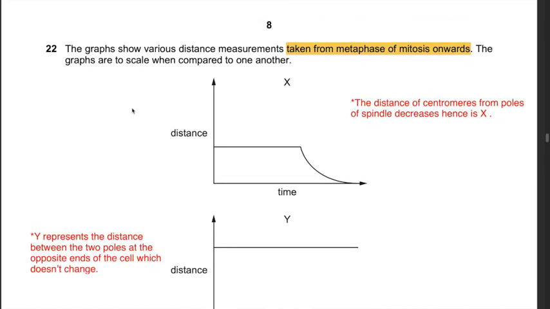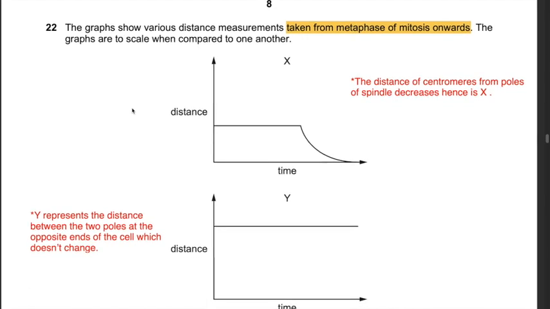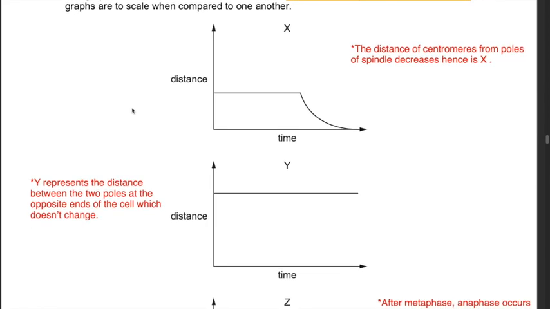Question 22. The graph shows various distance measurements taken from metaphase of mitosis onwards. The graphs are to scale when compared to one another. The keyword here is "taken from metaphase of mitosis onwards." That means after metaphase. And what follows metaphase? Anaphase, telophase, and finally cytokinesis. Therefore, let's look at the graphs x, y, and z.